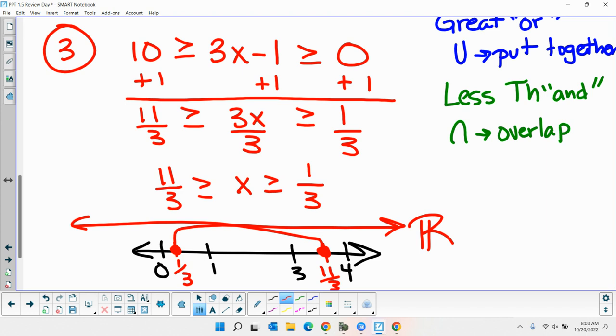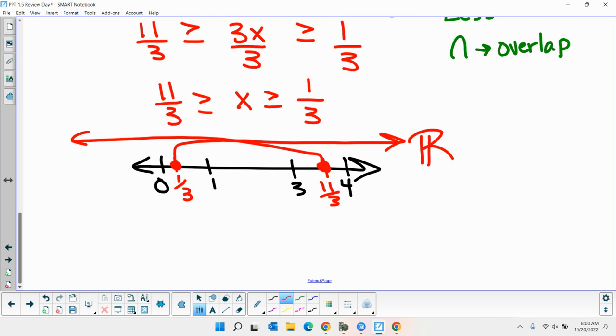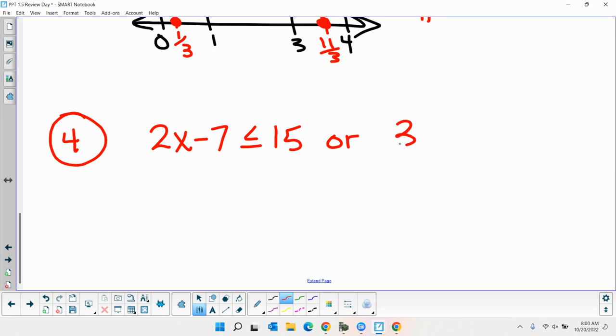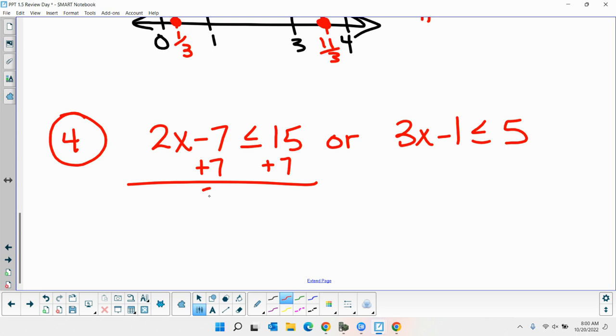Okay. Number 4, another compound one. This is another "or." I think I wrote "or" between, didn't I? Yeah. So we got 2x minus 7 less than or equal to 15, or 3x minus 1 less than or equal to 5. So do each problem separate, and then we'll graph. Put the two graphs together.